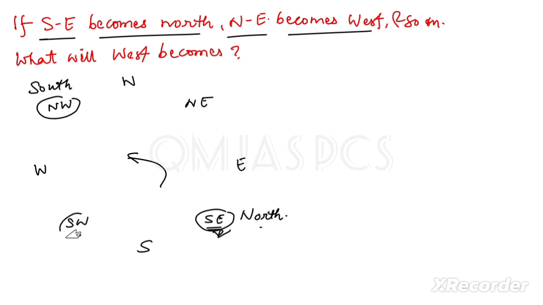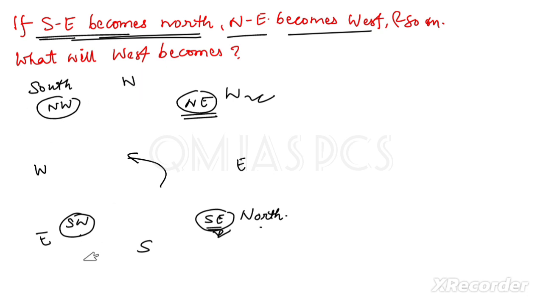This will be your east and this will be your west. Simply by this one statement, I have represented every direction. So you can check it: northeast becomes west, northeast becomes west, that means my consideration is right. And so on. So what will west become?